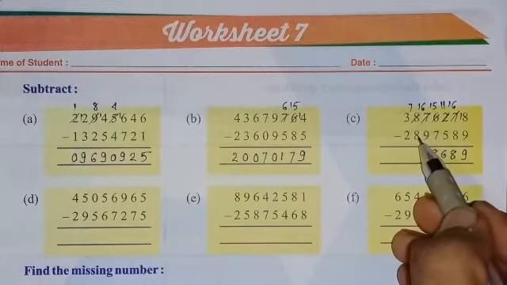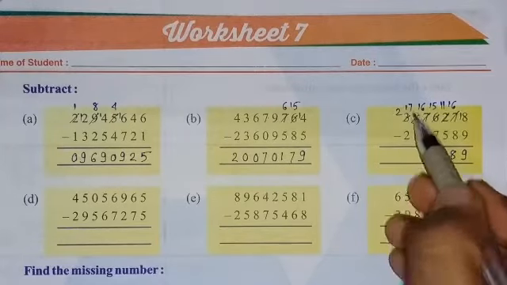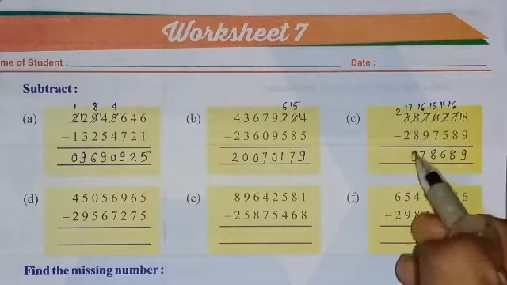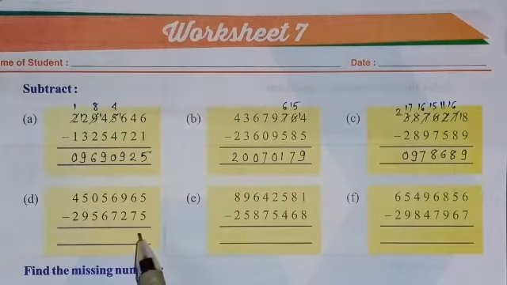Now 7 minus 8, not possible. So borrow from this digit. This will be 2 and this will be 17. 17 minus 8 will be 9. And last, 2 minus 2 will be 0. Continue. Next D. 5 minus 5, 0.